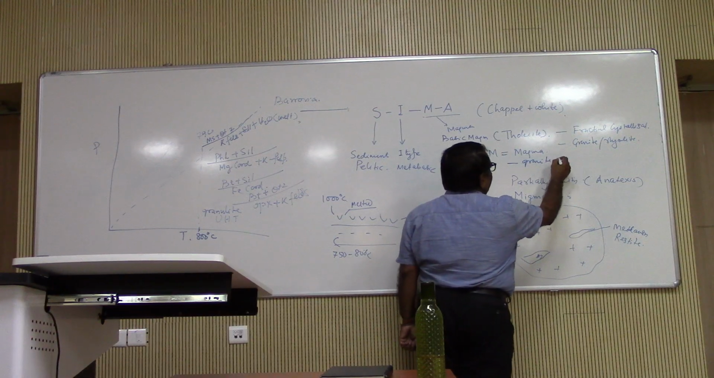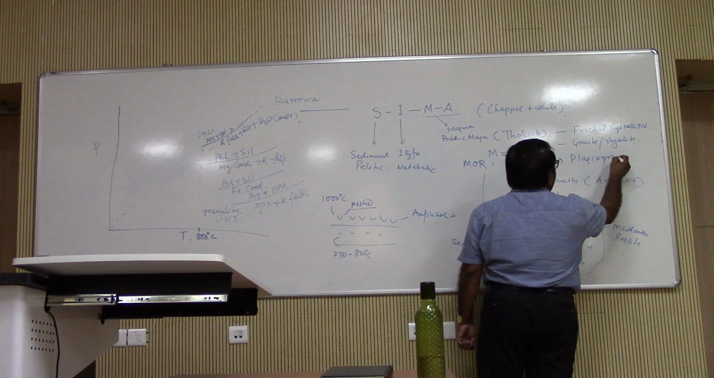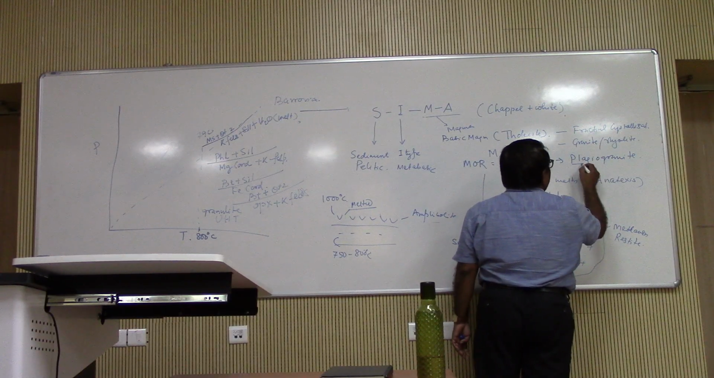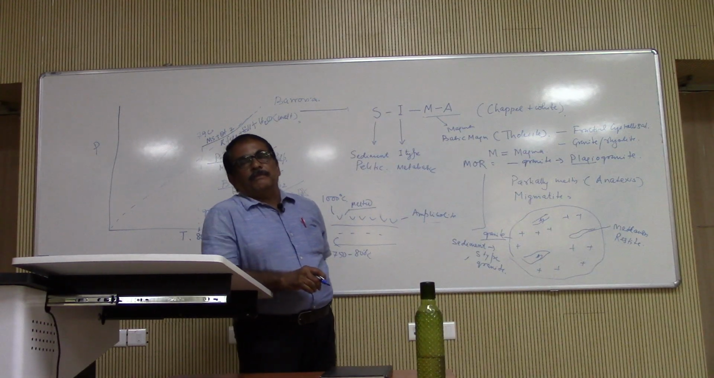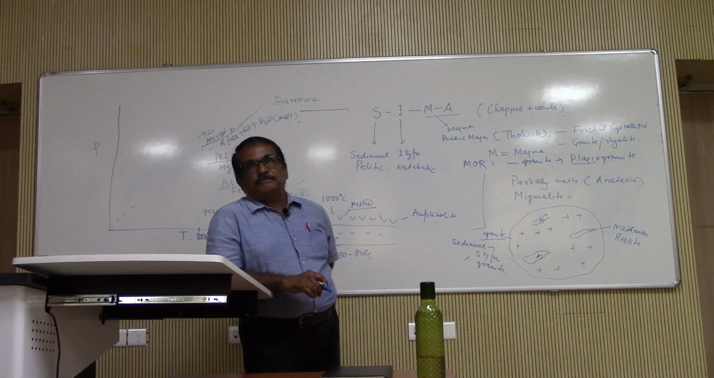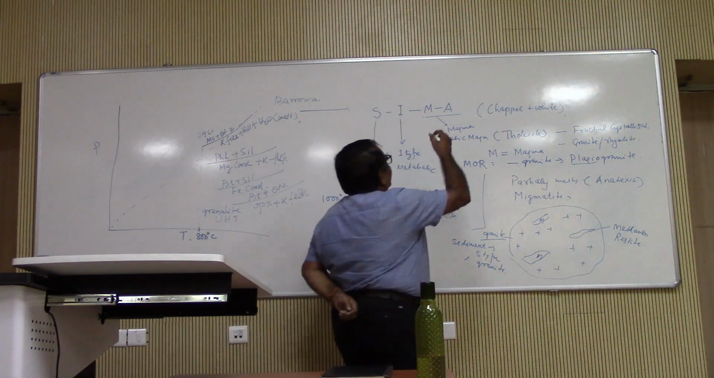That will produce a granite. People say it is a plagiogranite. Plagiogranite, because there instead of potash feldspar, plagioclase is the dominant phase. Andesine, oligoclase. So that is M-type granite.